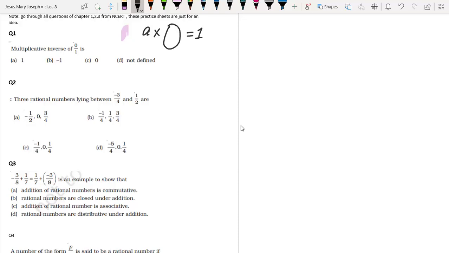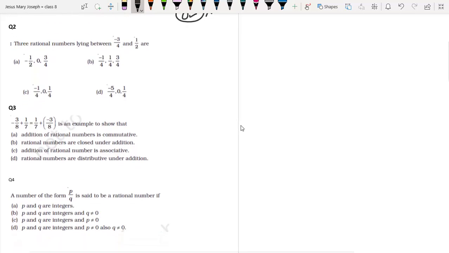So in case of A, we can say 1 upon A is the multiplicative inverse, or we can say the multiplicative inverse of any number is the reciprocal of that number. So in this case we have to find the multiplicative inverse of 0 upon 1, which is equal to 1 upon 0. But the issue is this number 1 upon 0 is not defined. Why not defined? Because this 0 is coming in the denominator and we know the denominator can never be equal to 0. So hence the correct answer is not defined.